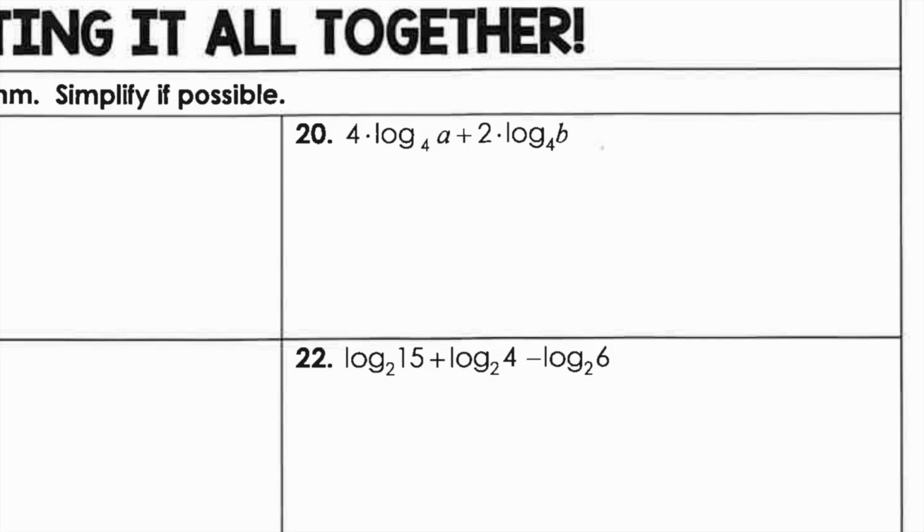We'll do the same thing on number 20, where this is log base 4 of a to the 4th plus log base 4 of b squared, moving those coefficients as exponents. And then now we can write this as one singular logarithm by multiplying the a to the 4th and b squared, and get log base 4 of a to the 4th b squared. They don't actually combine any further because they're different variables.